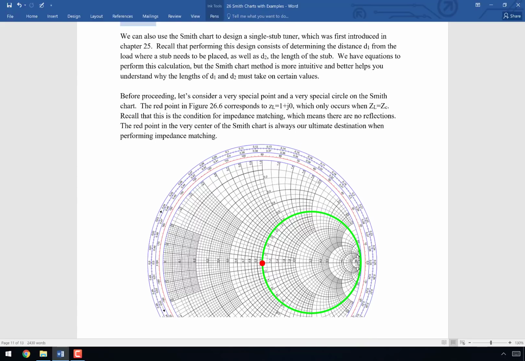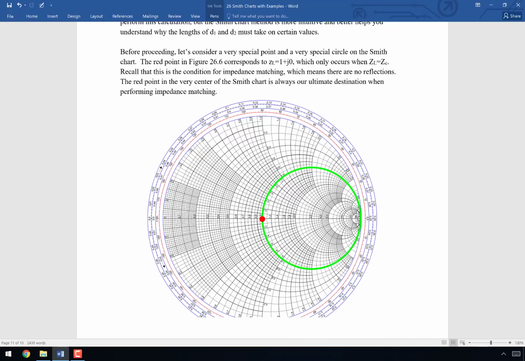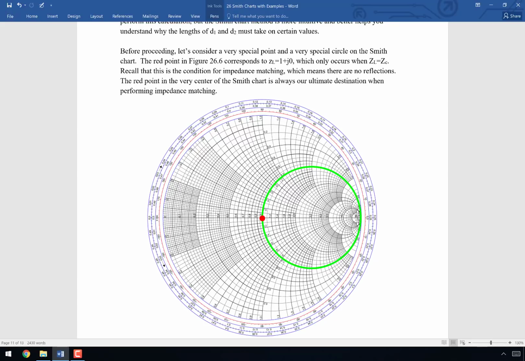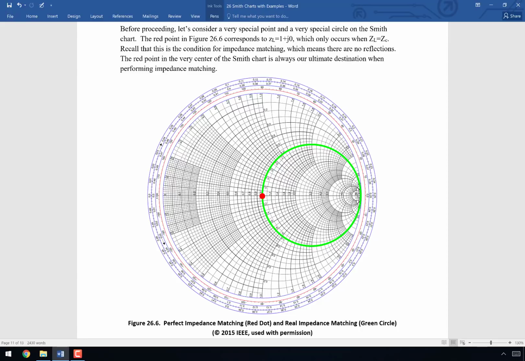Now, it turns out that there is a very important point and a very important circle that's going to be the center of our work with the single stub tuner. And the point we've already seen. That point is the point in the very center, and I've drawn a big red dot on it to clarify that that is the point of impedance matching. So this point right here is impedance matched. That, of course, is our goal when we're designing the single stub tuner: to arrive at that point. Because there, z sub L is equal to 1, which means that Z sub L is equal to Z sub C, and that would mean that it was perfectly impedance matched.